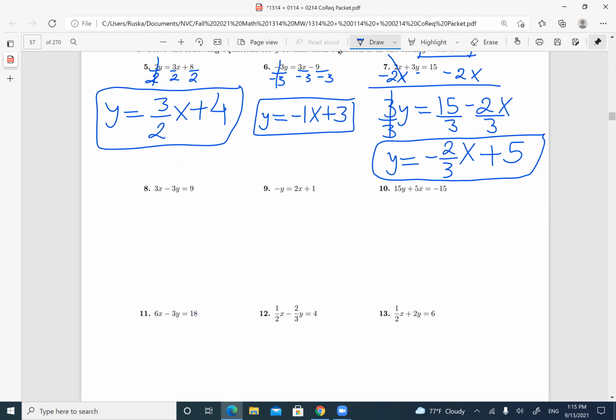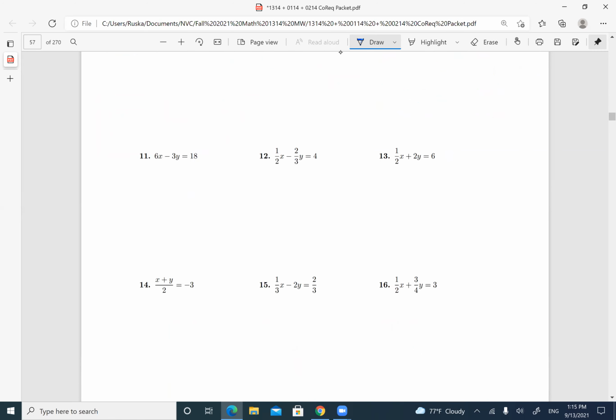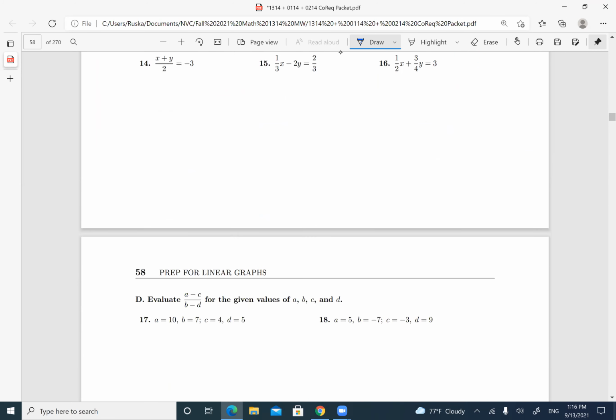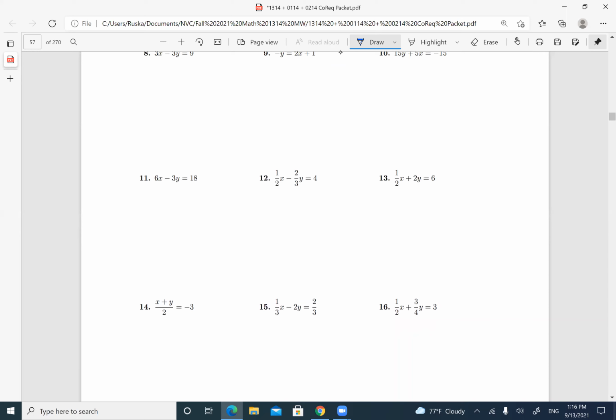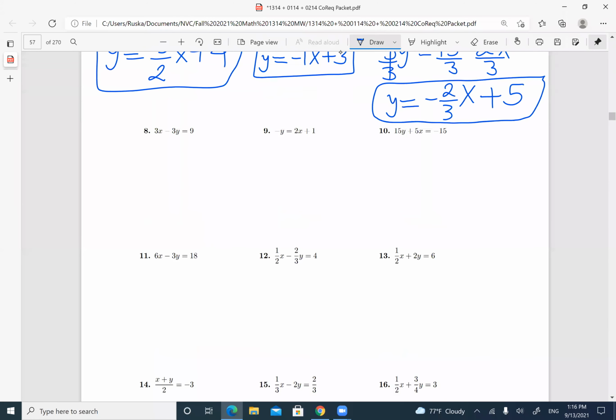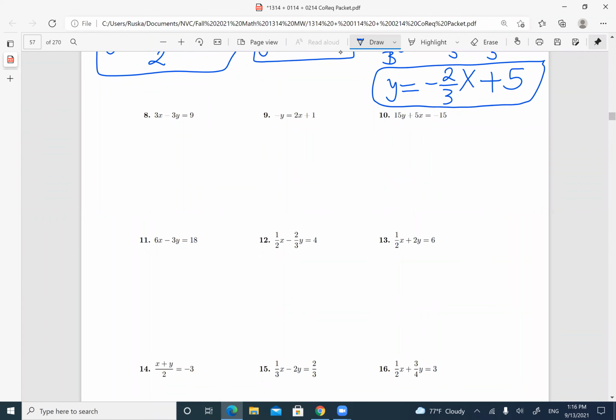Okay, so we're going to just continue working on this. Let's do number 8. We're getting y by itself. So again, I'm going to subtract 3x on both sides. And I'm going to get -3y.